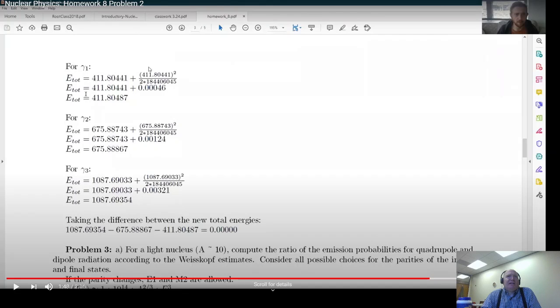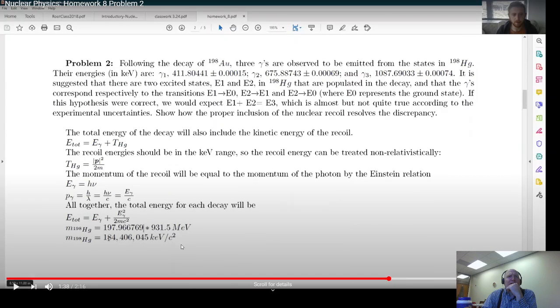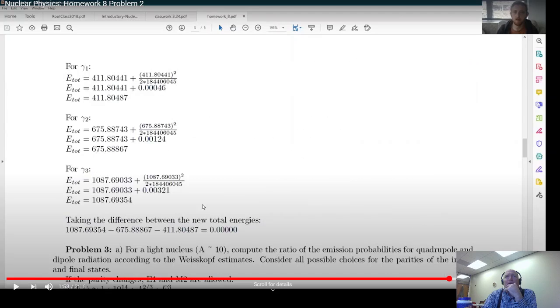So that's another thing that he did, he made sure to write all of this in kilo electron volts. What is this massive number, 184406045? What is that? Oh, okay. That's the mass of Mercury in kilo electron volts per c squared, which is a fascinating way of writing a mass. Yeah. So, oh my God, that's kilo. This is literally like 1.24 electron volts. Wow. This is so small. And yet, now he says, aha, man, this is a super cool problem.